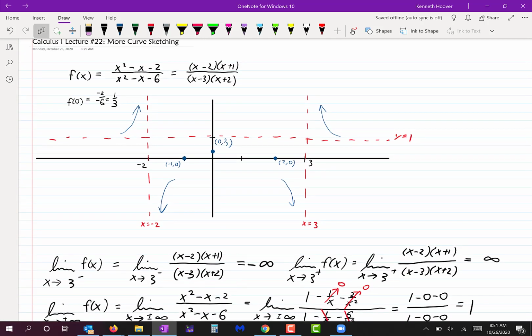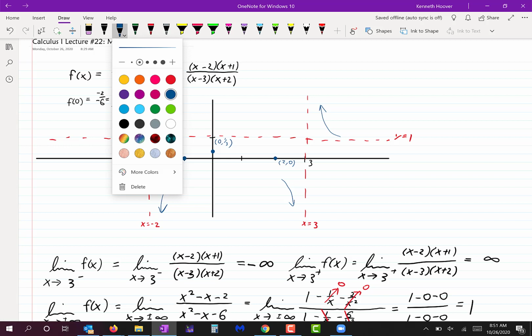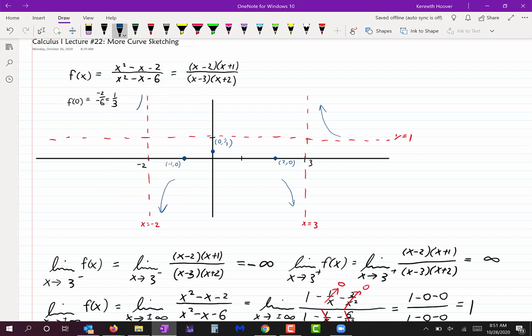That's enough to fill in for sure now. Let me make this thicker because this is going to be our final answer for this part. Is going to look like this. And for this part is going to look like that. All I need to do here is check the middle.